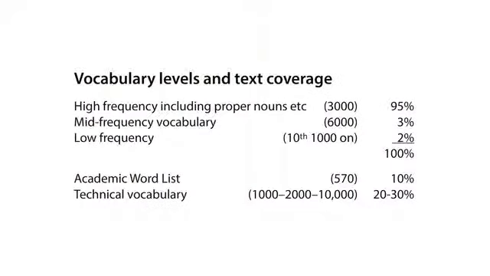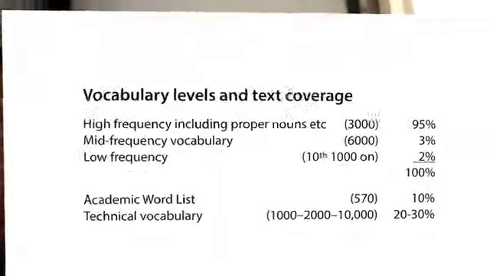And there is a list of 570 words which is called the academic word list. And this academic word list covers around 10% of the tokens in any academic text. Now 10% might not seem a lot, but that means that if a line contains around 10 words, one word in every line will be from the academic word list if you're looking at an academic text.